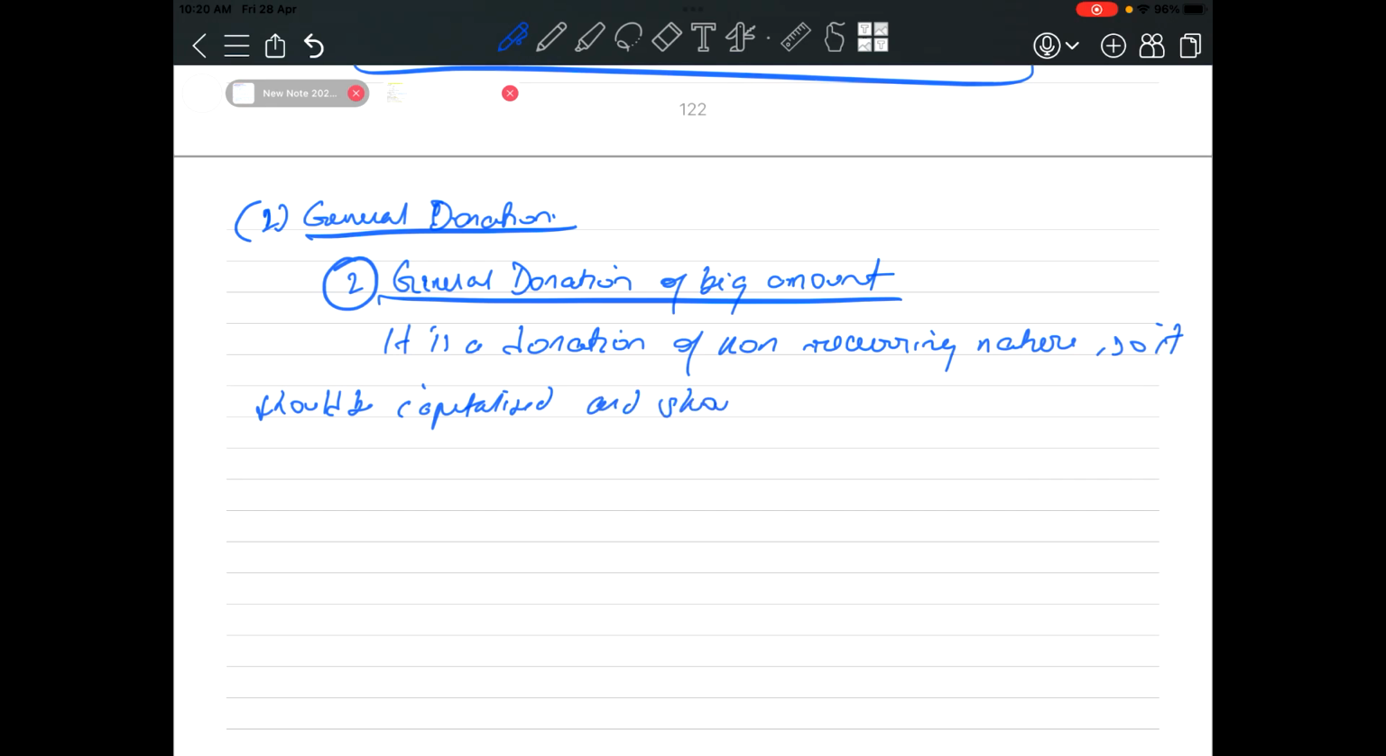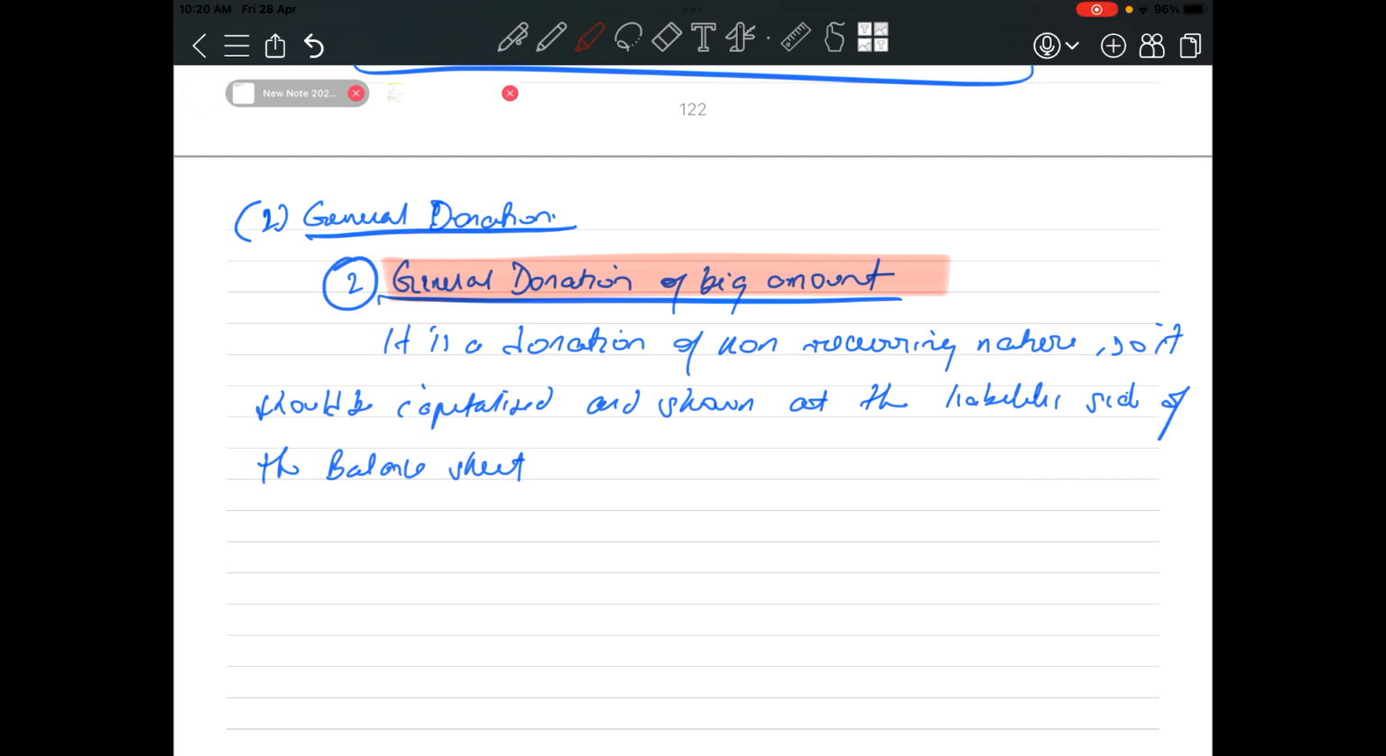And shown at the liabilities side of the balance sheet. Okay, now general donation of big amount. General donation of big amount is same as specific donation.